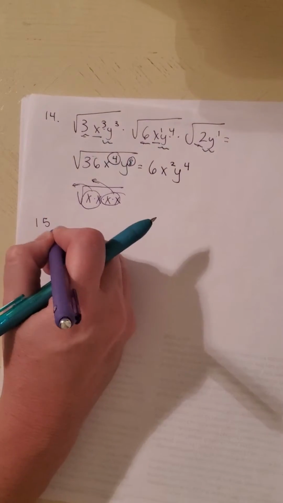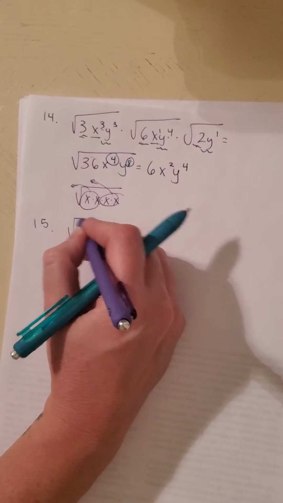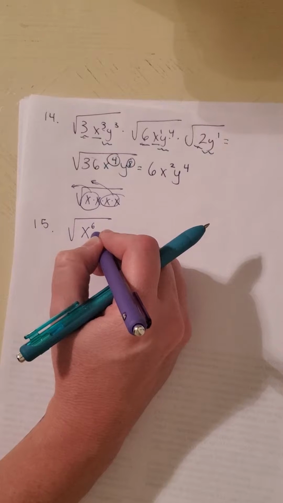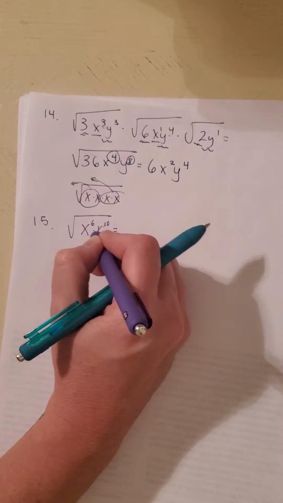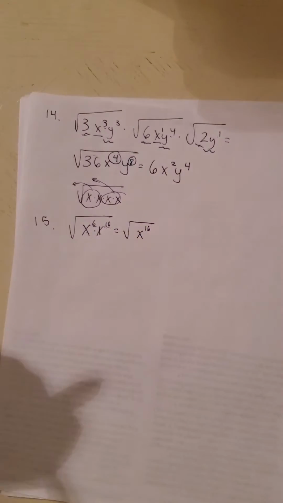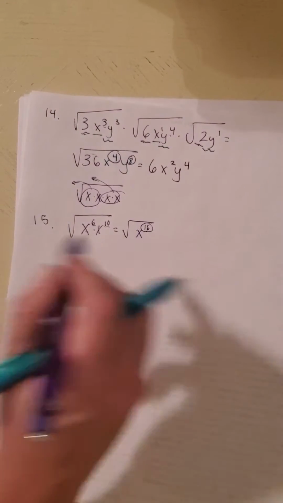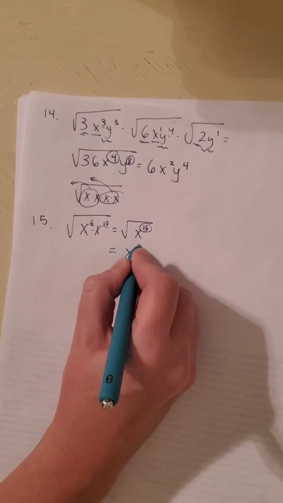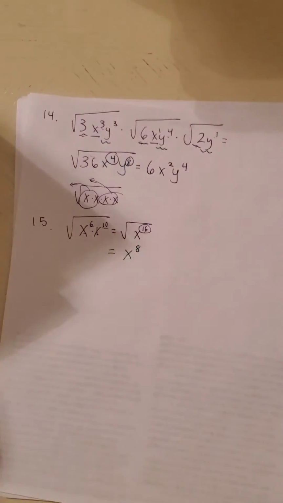Finally, number 15. Number 15 is what is the simplified form of the square root of x to the 6th times x to the 10th. Remember, when you're multiplying the same base, you add the exponents. So this is x to the 16th power. And so you're thinking, how many groups of 2 can you take out of a group of 16? Which is 8 groups of 2. All right, moving on to the next review.